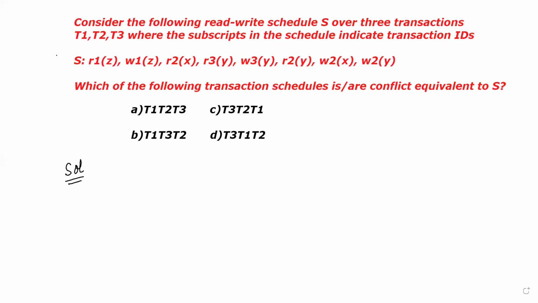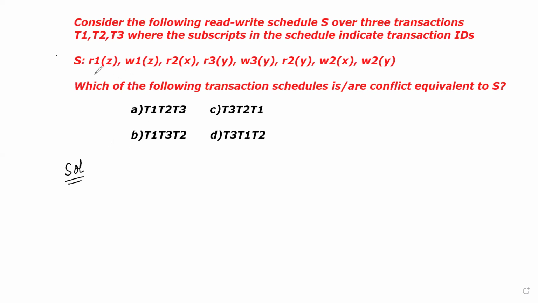Today we are going to discuss this question. The question is: consider the following read-write schedule S over three transactions T1, T2, T3. The schedule is R1(Z), W1(Z), R2(X), R3(Y), W3(Y), R2(Y), W2(X), W2(Y). Which of the following schedules is conflict equivalent to S? This is a GATE 2024 question. I'll explain this problem in a very simple way.